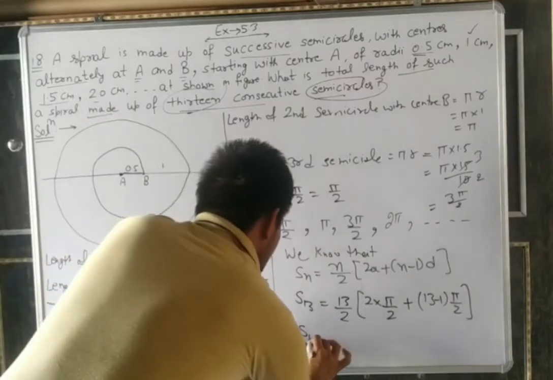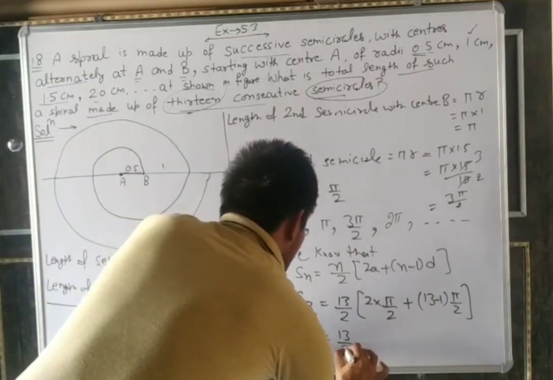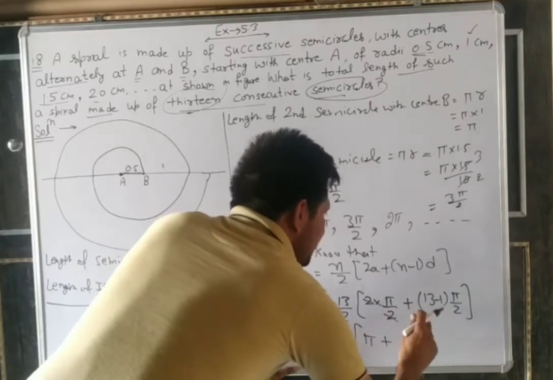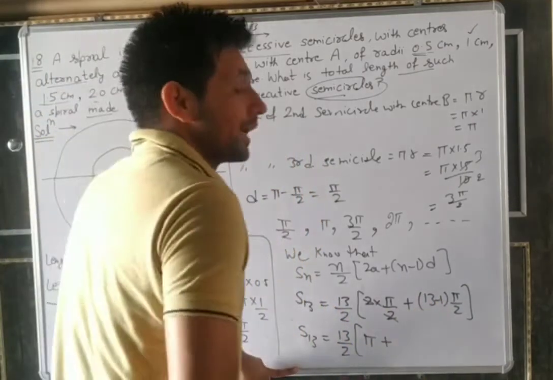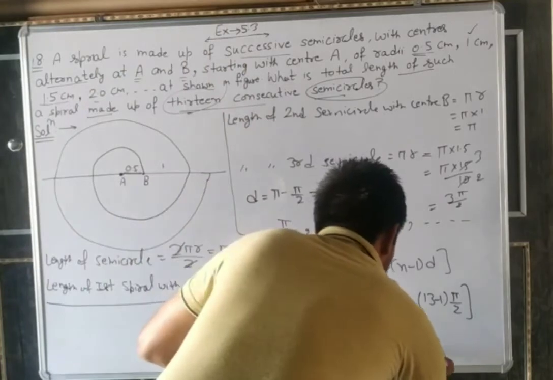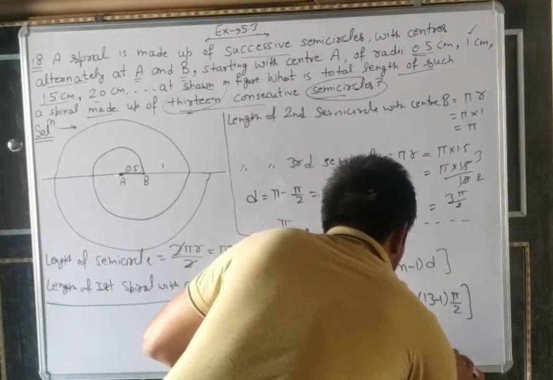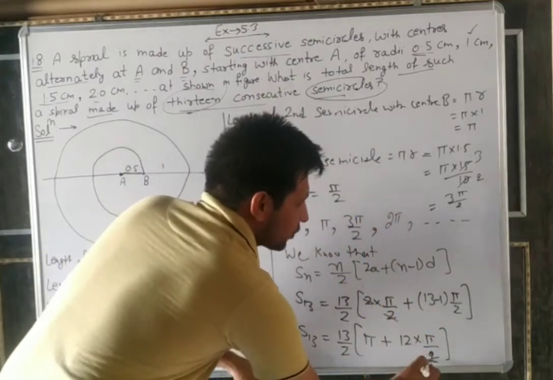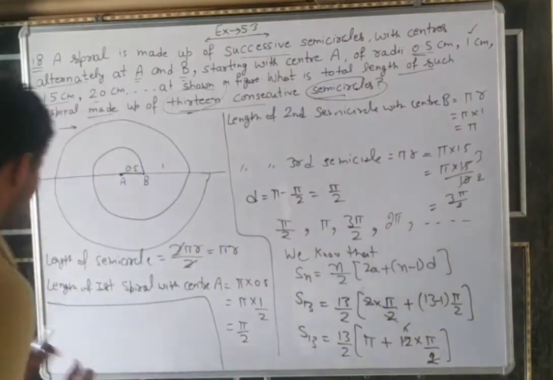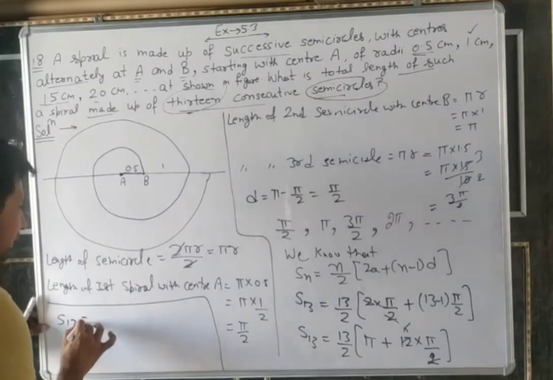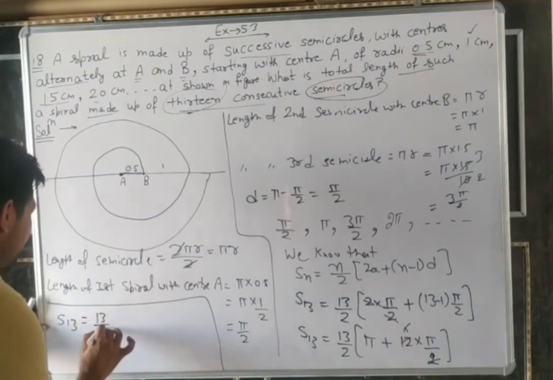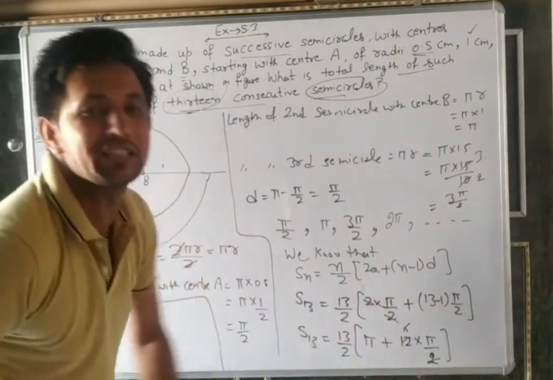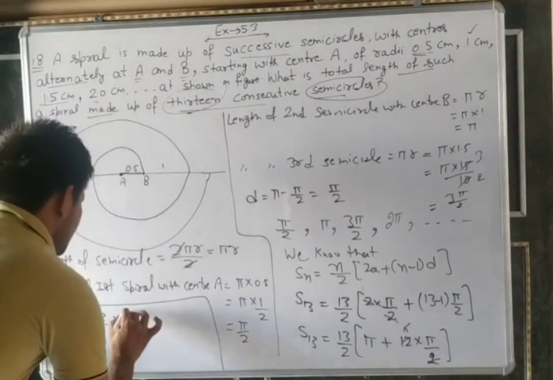So S13 divided by 13 upon 2. 2 cancels 2. Pi plus 12 minus 1, 13 minus 1, 12. 12 into pi divided upon 2. Now it is in multiply, so 2, 6. So you can write S13 equal to 13 divided upon 2, multiply pi into 6 into pi, 6 pi. 6 pi plus pi, 7 pi.